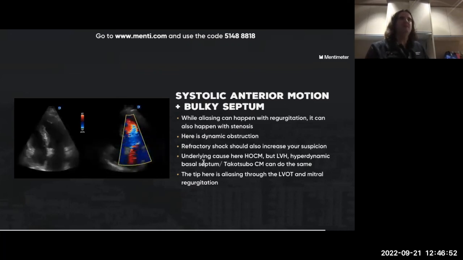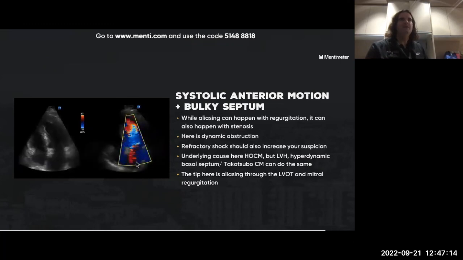I've seen a lot of systolic anterior motion in the last couple of years, and I think one case was HOCM out of about 10. So there are tons of other causes of dynamic obstruction. It's just that HOCM is most commonly associated. But the tip here is aliasing through the LVOT.